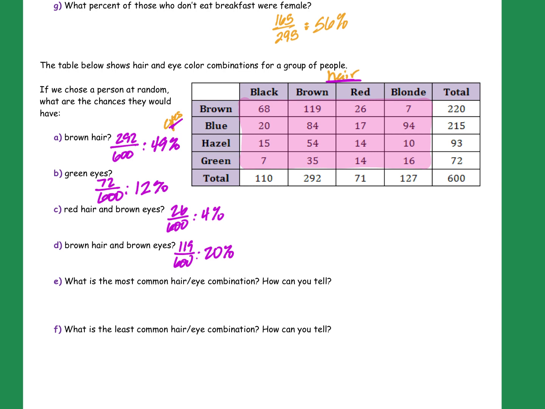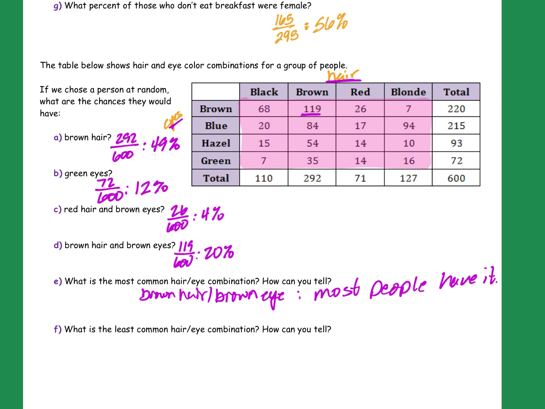600. No, look at my highlighted area. What number is the biggest in my highlighted area, not the total areas? 119. So what hair and eye combination is that? Brown hair and brown eyes. How do I know that's the most common? It's the highest number. Yeah, because the most people picked it, right? This is a frequency table. So most people have it.